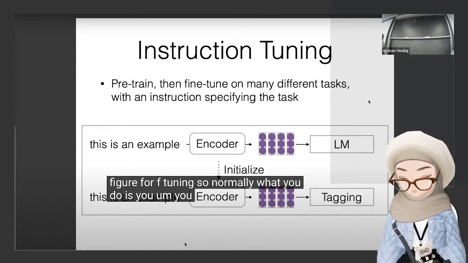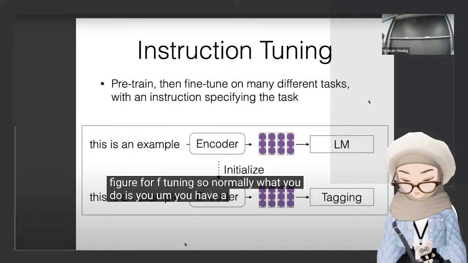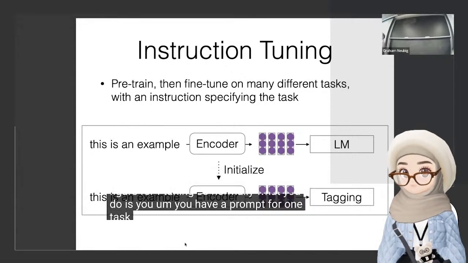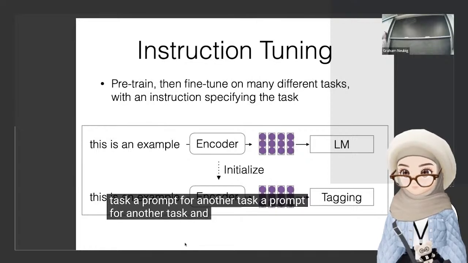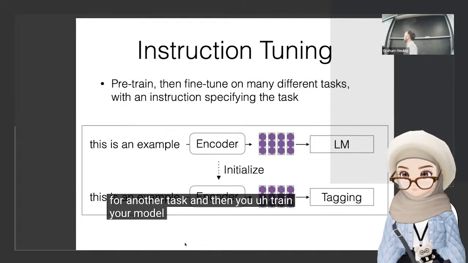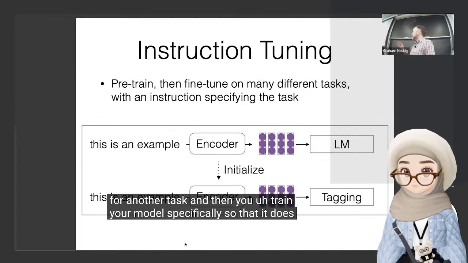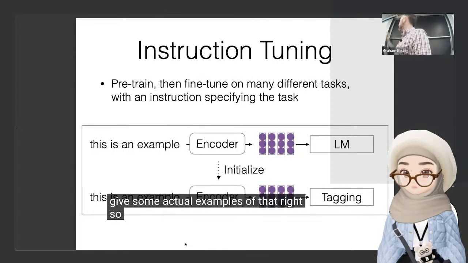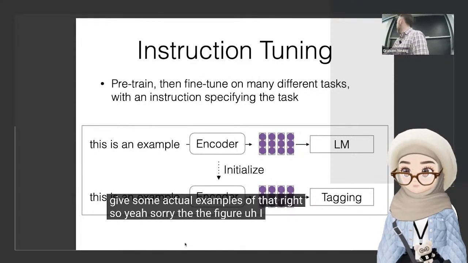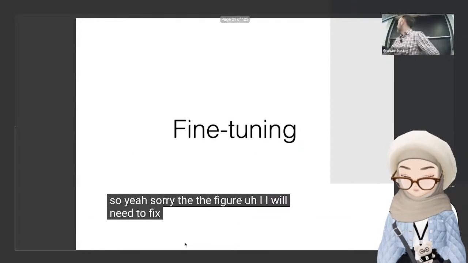Let's see if I'm wrong. You have a prompt for one task, a prompt for another task, a prompt for another task. And then you train your model specifically so that it does good completions of those prompts. I'll give some actual examples of that later. So yeah, sorry, I will need to fix that figure.